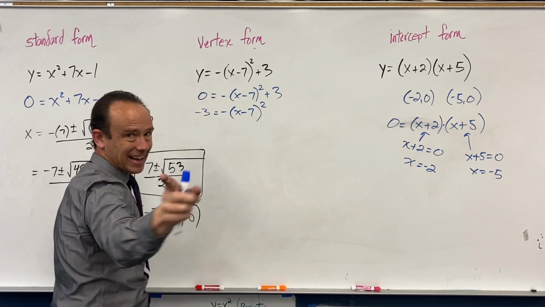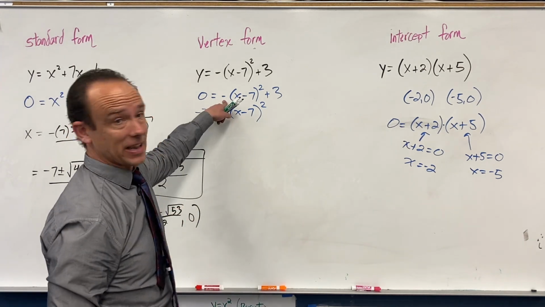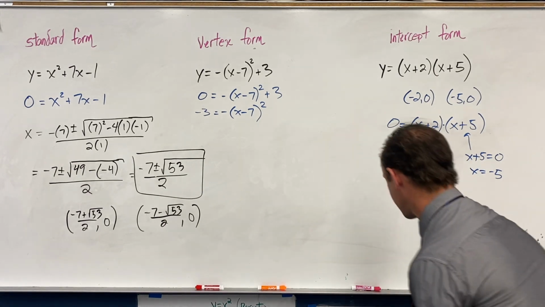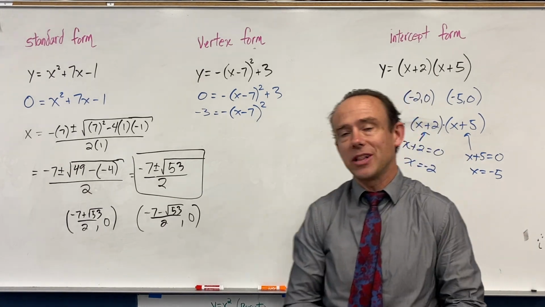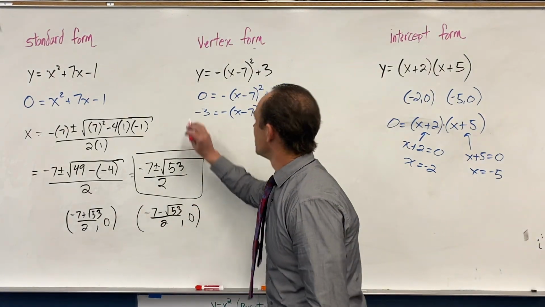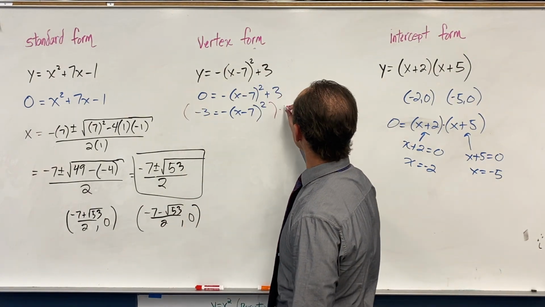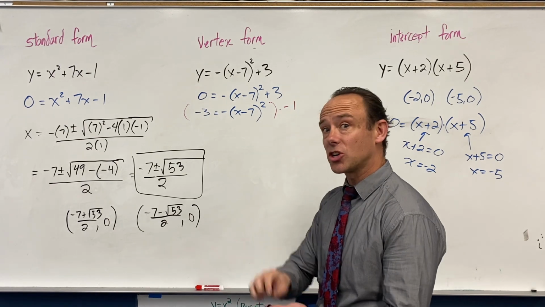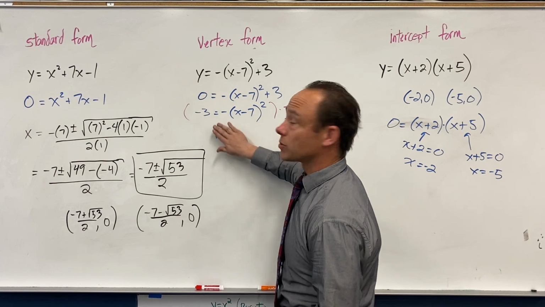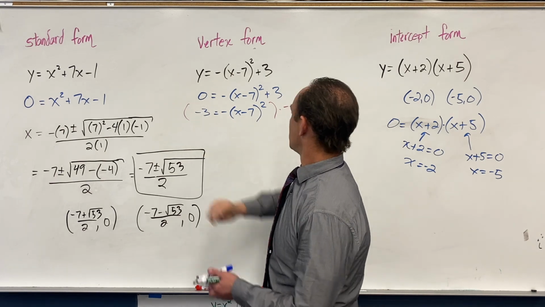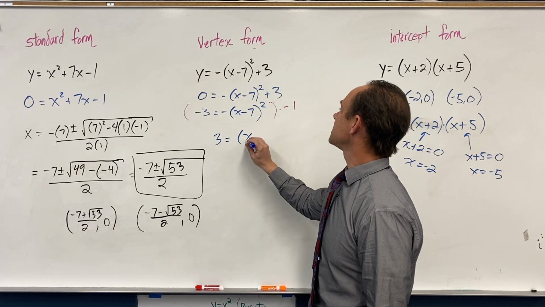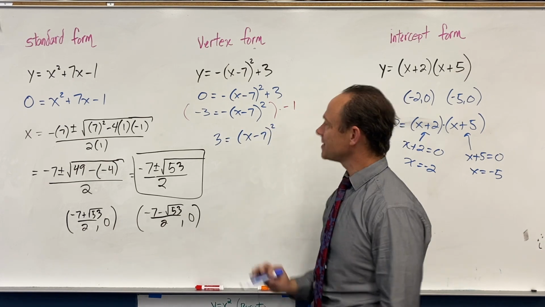I know that, trust me, I've taught enough students to know that -1 might be causing you some stress. Ain't no need to stress. You don't like that negative? Just multiply everything by -1. The whole thing, everything gets multiplied by -1. That changes all the signs. So now it's positive. It's positive 3 is equal to positive x minus 7 squared.